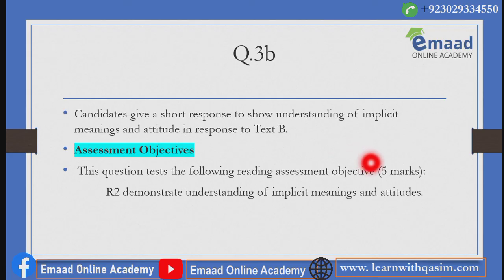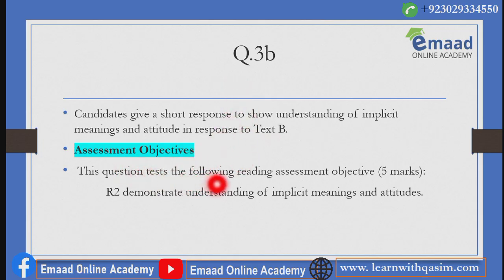Now we have the remaining 5 marks for this. Candidates give a short response to show understanding of implicit meanings and attitude in response to text B. This is the second part of section B of the reading paper, that includes question 3B, the second part of question number 3. In this part you have to give a short response to show the implicit meaning. You will be asked a short question of 5 marks related to the implicit meanings and attitude from the same text that you summarized in the previous question.